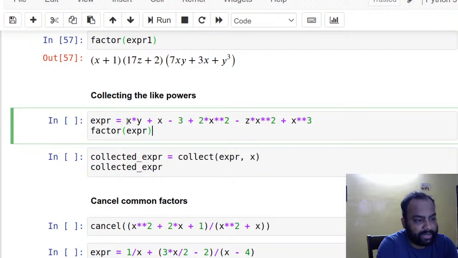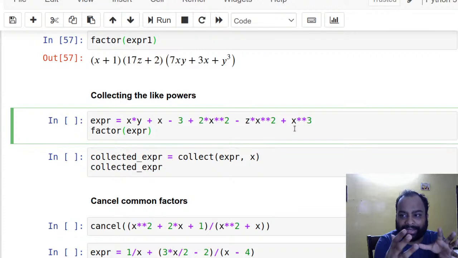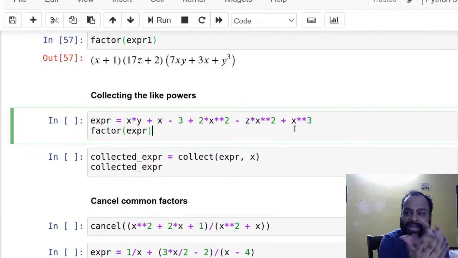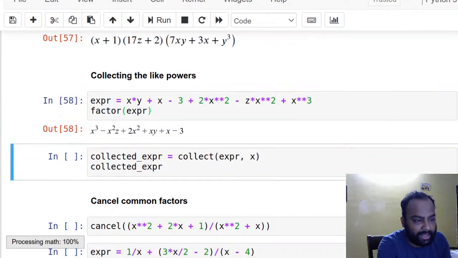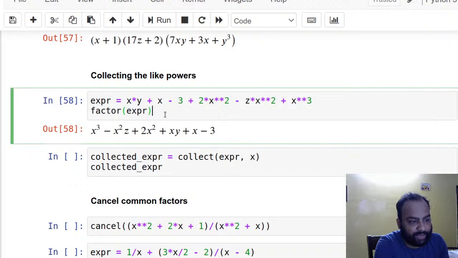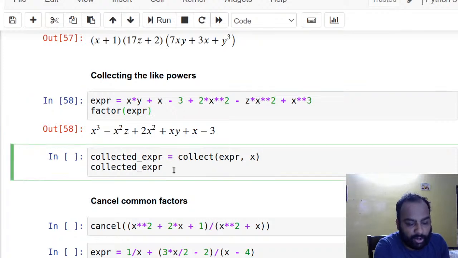Look at the expression here. So this is xy plus x minus 3 plus 2x square minus zx square plus x cube. Sometimes what happens, you want to collect equal powers, right? So you want to collect all the cubes of x, you want to collect all the squares of x, things like that. So if I want to factor this, this is not factorizable in rational factors. But what if I want to collect it?